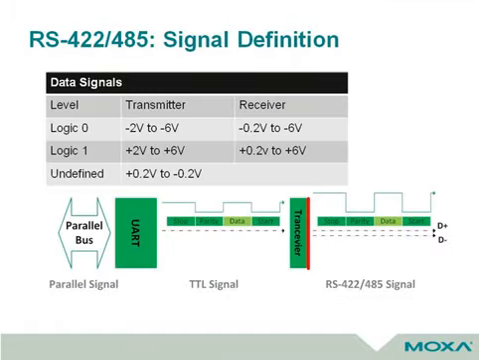This is the signal definition of RS-422 and 485. They are only data signals. For transmitter, -2V to -6V will be a logic 0. 2V to 6V will be a logic 1. For receiver, -0.2V to -6V will be a logic 0. 0.2V to 6V will be a logic 1. And the signal between 0.2V and -0.2V will be invalid.